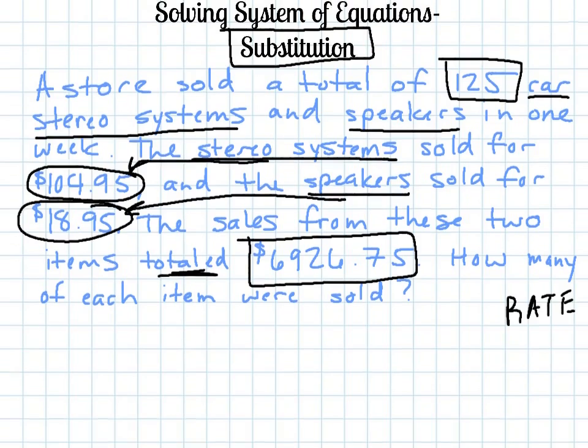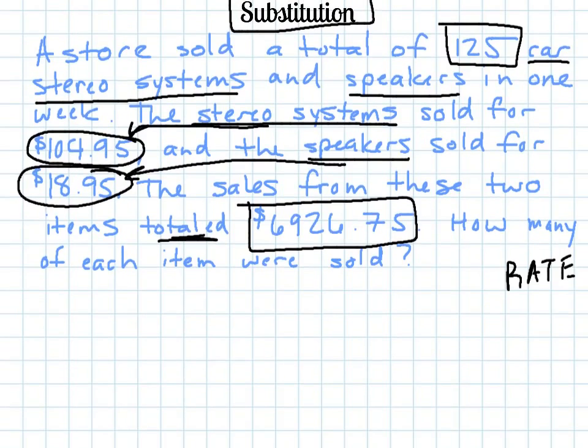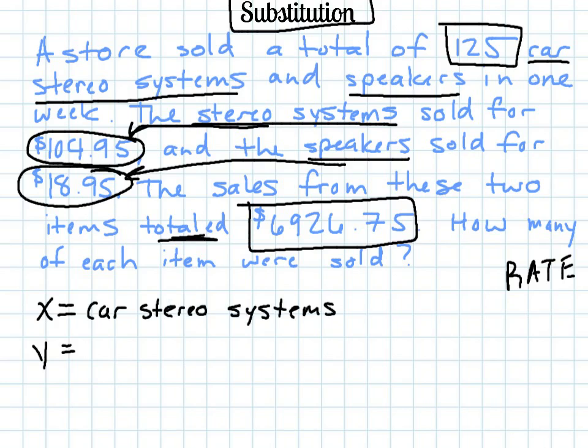Now the first thing we got to do is define our variables. You got to be able to decide what means what, so that when you write these equations, so we can use this method, you actually have something to go off of. So X, let's say, is car stereo systems. It doesn't matter what variables you use, you just got to state some. So X is car stereo systems, that means Y has got to be the speakers.